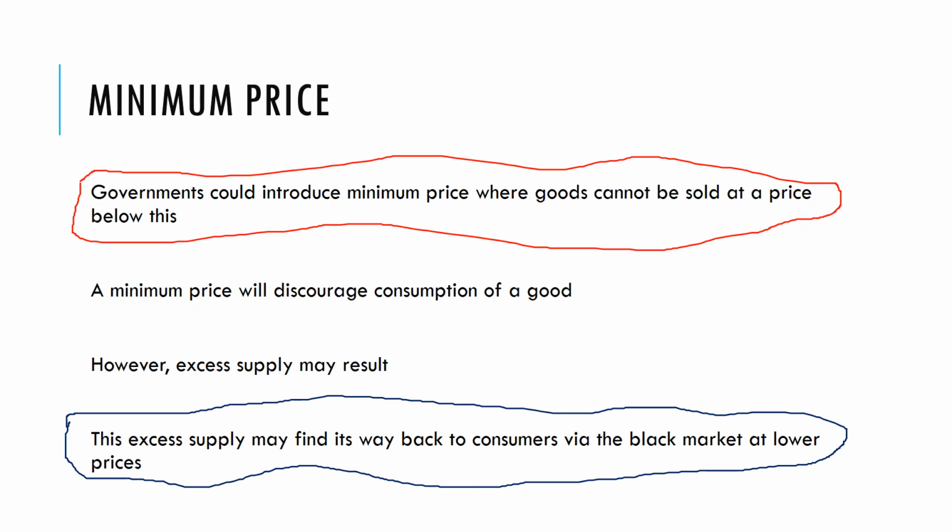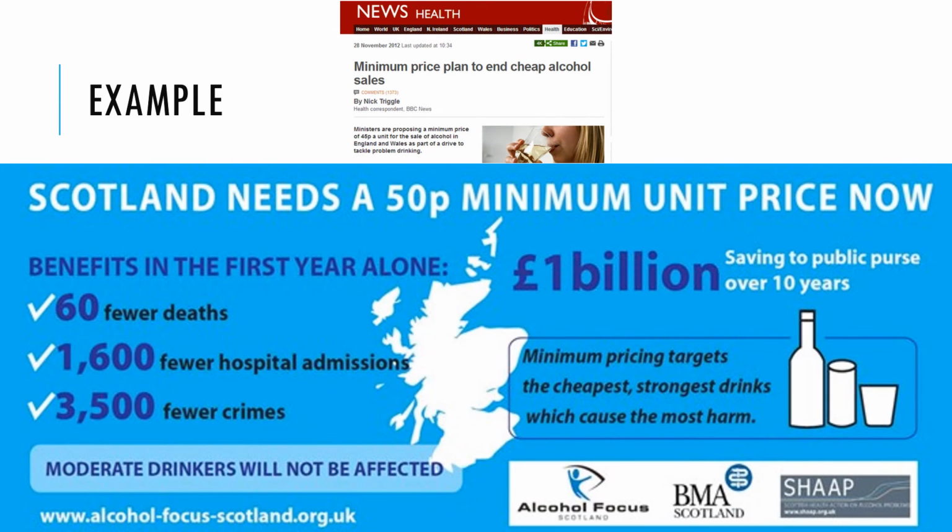So here we have a positive and a negative of this approach. Now there's been lots of talk in many news outlets about introducing a minimum unit price for alcohol. Scotland is a good example where there's been lots of talk about this. And here are some stats from the campaign, from a couple of focus groups on alcohol and the Medical Association in Scotland, about some of the benefits of introducing a minimum price for alcohol in Scotland.